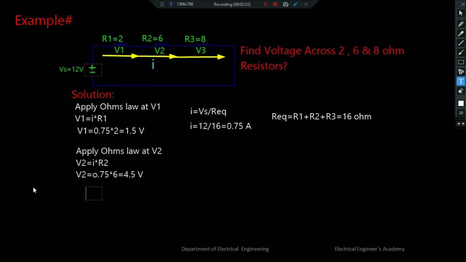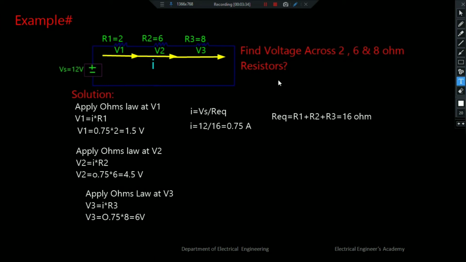Similarly, I apply Ohm's law at V3, so that V3 becomes I into R3. V3 is equal to 0.75 into 8, which is equal to 6 volt. Now students, our main aim is done. We found the voltages across 2, 6 and 8 ohm resistors.